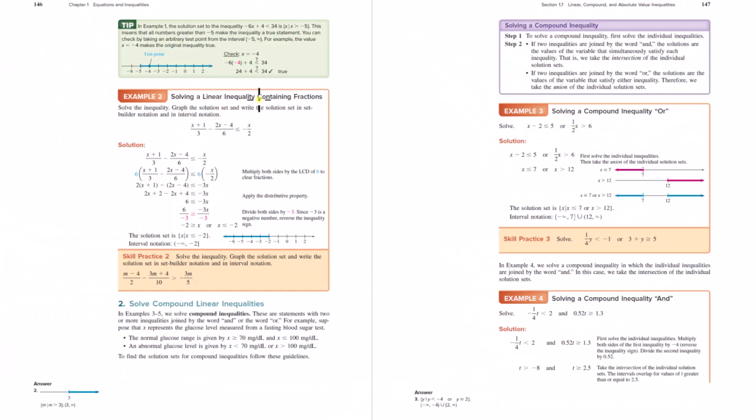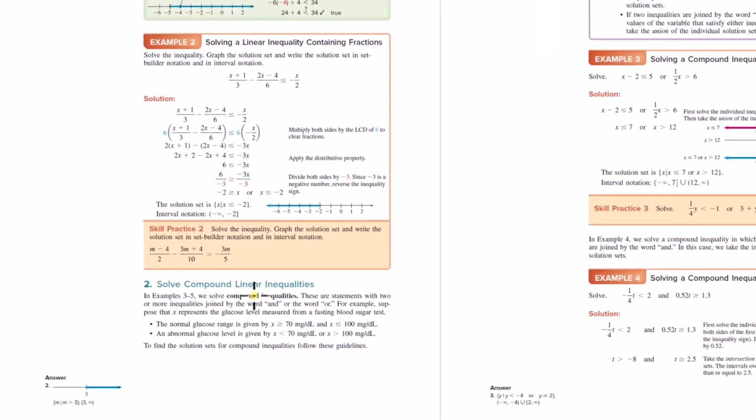Okay, a linear inequality containing fractions. We're going to work a bunch of examples, but it's very similar to a regular equation, except that if you multiply or divide by a negative number on both sides, you have to flip the inequality. It's very similar to solving a regular equation.